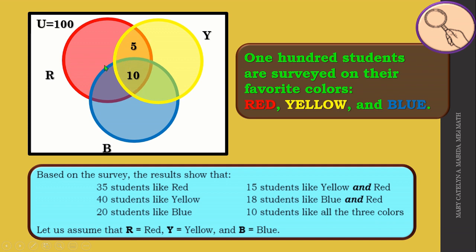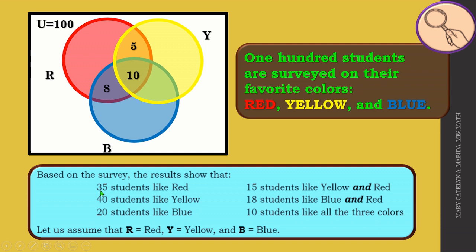Now here, this part of the Venn diagram are students who like both red and blue. So we know that 18 students like blue and red. And if there are 18 students who like blue and red, and we already have 10 here, we lack 8. Very good. The part that is in the reach of the red circle, which includes 8, 10, and 5, are students who like red.